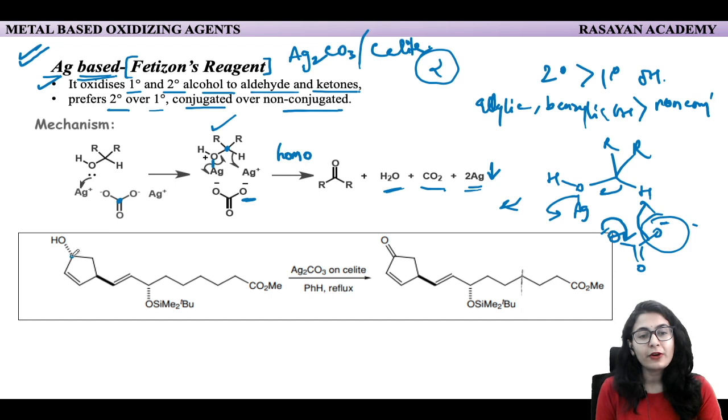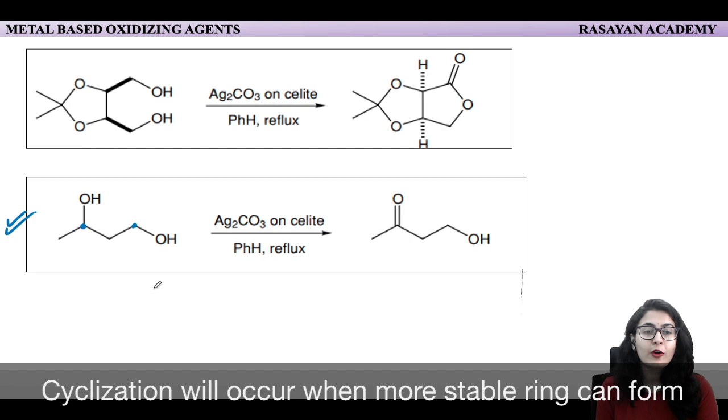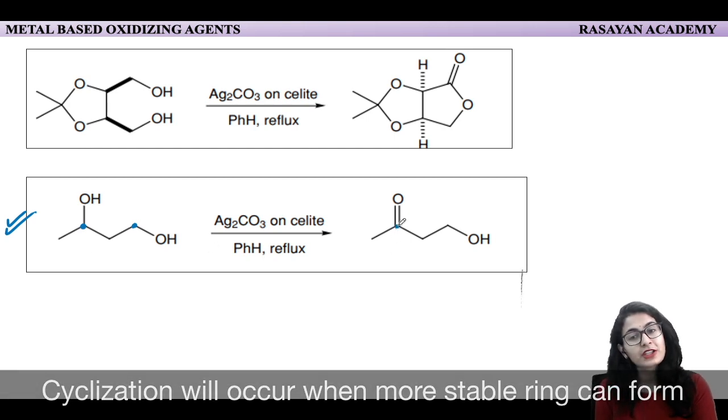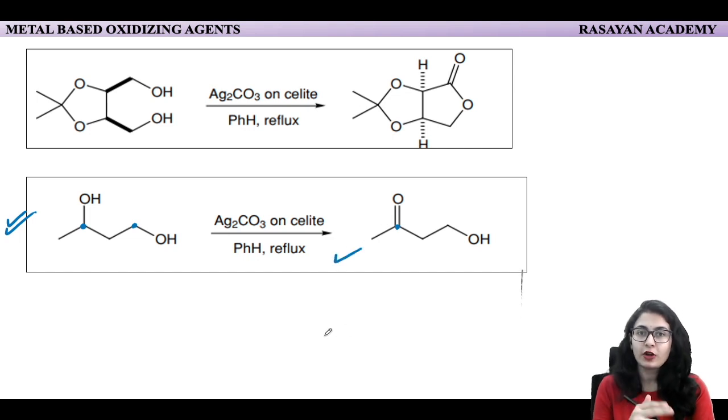You are having, for example, in this first example, the allylic alcohol. So we see the simple oxidation of allylic alcohol like this by the Fetizon's reagent. Okay, now this was simple, because there was no other choice. When we have a choice, for example in this one, this is a secondary alcohol, this is a primary alcohol, it is definitely going to do the oxidation of secondary more preferred than primary. So this is chemoselective oxidation.